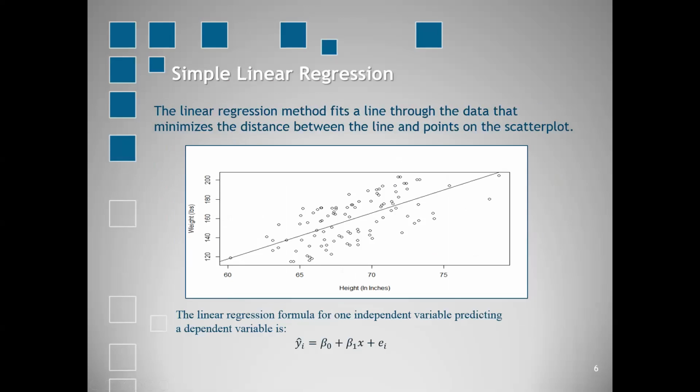The linear regression method fits a line through the data that minimizes the distance between the line and the points on the scatter plot. This line is called the regression line, and you can see it in the plot on the slide. The line goes through the data and attempts to get the data points as close to the line as possible.